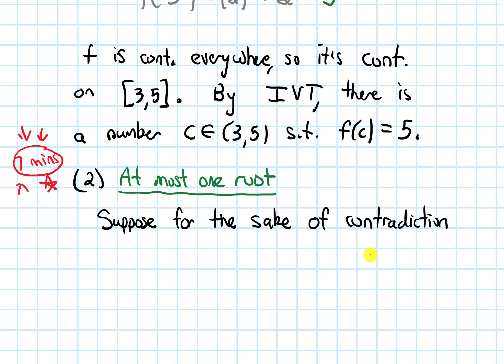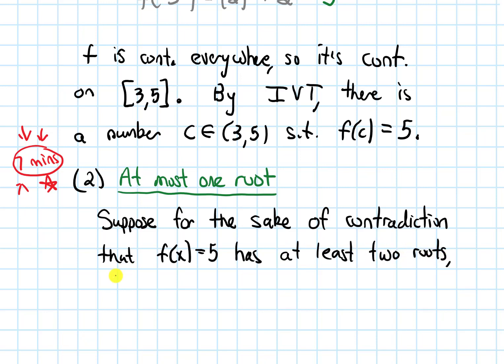So the opposite of what we want is, let's suppose that our equation, our function being equal to 5, has, if I'm trying to show that it has at most one root, the opposite of that would be at least 2. So let's suppose that this has at least 2 roots. So let's call them A and B. It might have more than 2, but at the very least, we're assuming that it has 2. And I'm going to call those 2 A and B.